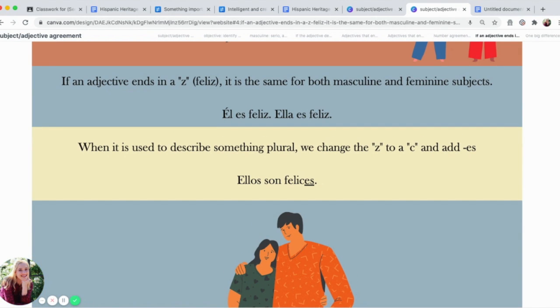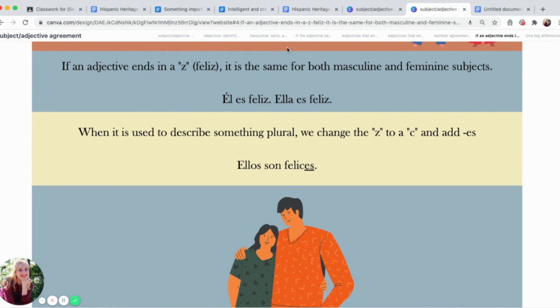Okay, so if an adjective ends in Z, it is the same for both masculine and feminine subjects. So this follows the same rule that we learned earlier, that if an adjective ends in a consonant, it has the same masculine and feminine form. So like intelectual, right? So it's the same with one that ends in Z. Z is a consonant. So él es feliz.